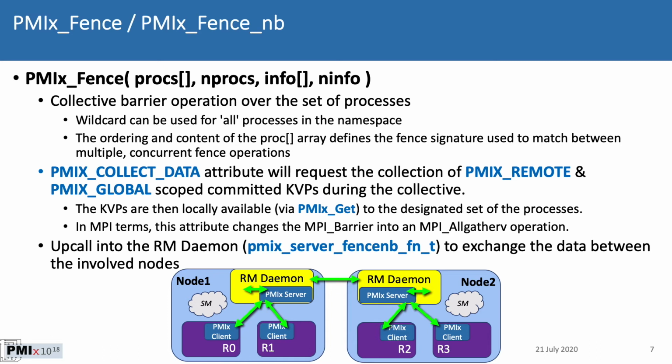The RM daemon will use its out-of-band network that it's set up to maintain its daemon set to perform the collective operation and return it to the PMIx server instance as efficiently as it's able to. The PMIx server will then make it available to the local clients, often by using a shared memory segment, which is a very efficient way to share and hold that data.